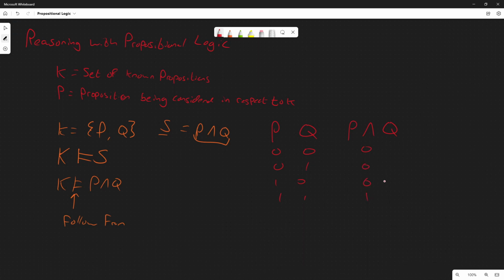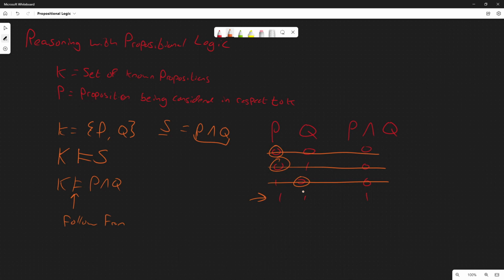Now for every single formula within our K, we will remove any row where those are 0, because again, K tells us these are true. In the first row P is 0, we don't care about it. Also 0 in the second row. In the third row, Q is 0, we don't care about it. K tells us this isn't in our purview, which means we only care about this last row, where both are 1. Once we've done this, we've reduced it only to those rows, in this case only one of them, where all of our known facts are true.